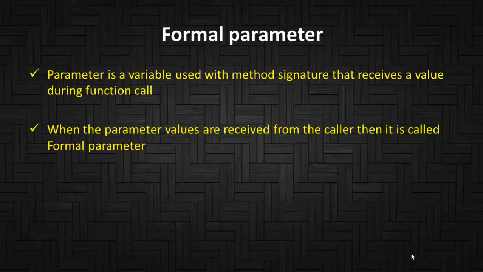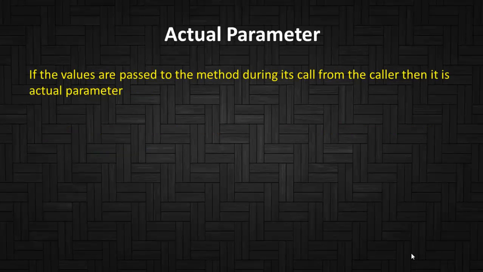Formal parameter. A parameter is a variable used with the method signature that receives a value during function call. When the parameter values are received from the caller, it is called a formal parameter. Actual parameter. If the values are passed to the method during its call from the caller, then it is an actual parameter.